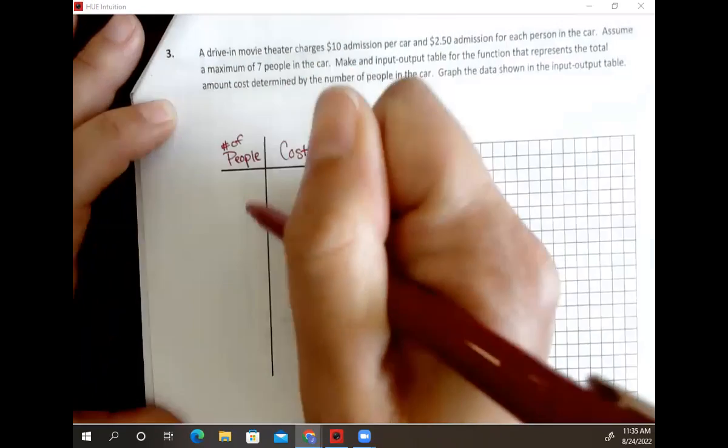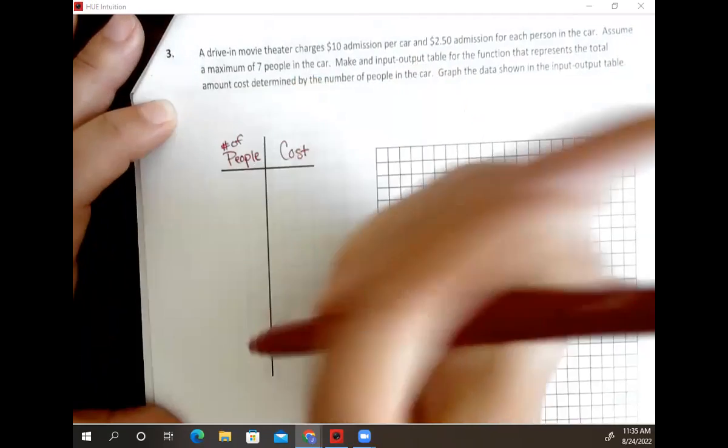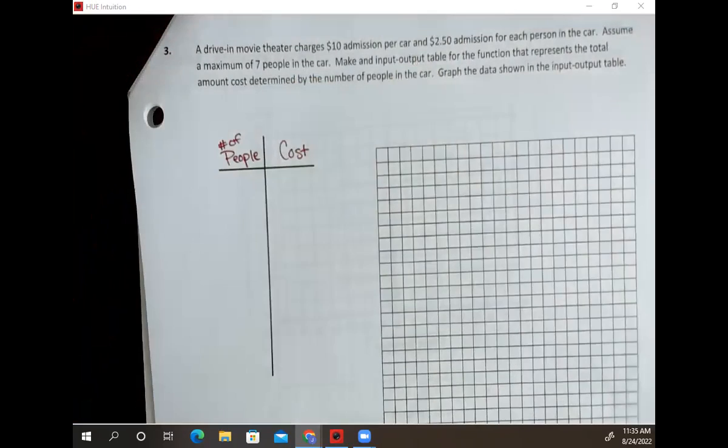Now, what kind of numbers make sense for people for this problem? What numbers did you have for number of people? 1 through 7, right? Whole numbers 1 through 7. Why did you not start with 0?